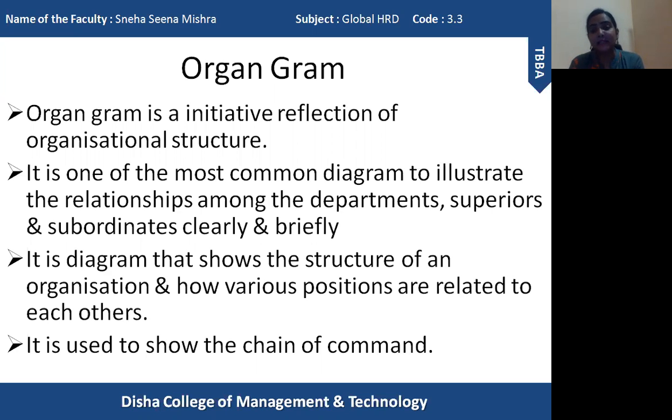These things are clearly represented in a diagrammatical manner, which makes it easy for the employees to understand the entire organization structure. They can easily understand the chain of command, how the command flows, who gives the command and how it reaches them. So those things are clearly represented in a diagrammatical form. Okay, so this is all about organogram, what it means and how it is represented.